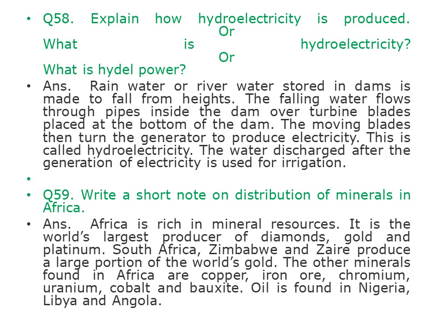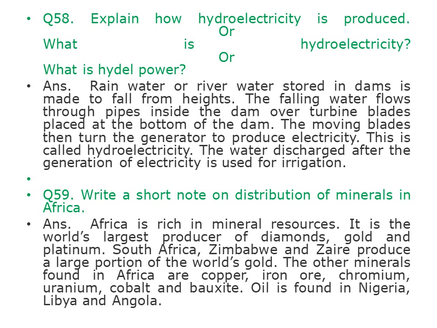Explain how hydroelectricity is produced. What is hydroelectricity or what is tidal power? Rainwater or river water stored in dams is made to fall from heights. The falling water flows through the pipes inside the dam over turbine blades placed at the bottom of the dam. The moving blades then turn the generator to produce electricity. This is called hydroelectricity. The water discharged after the generation of electricity is used for irrigation.